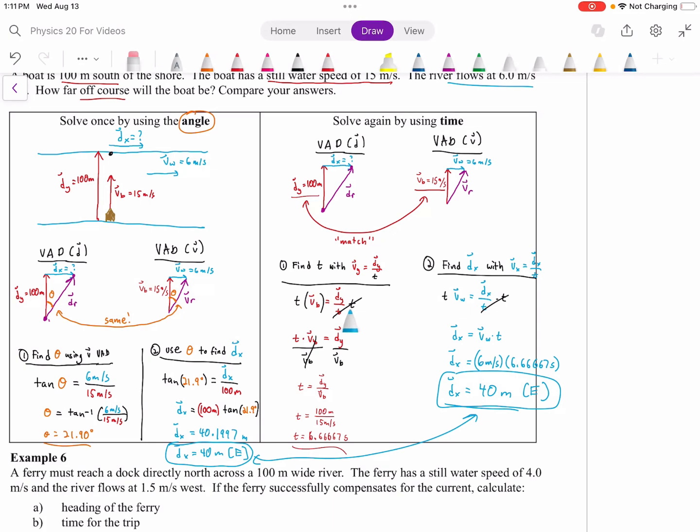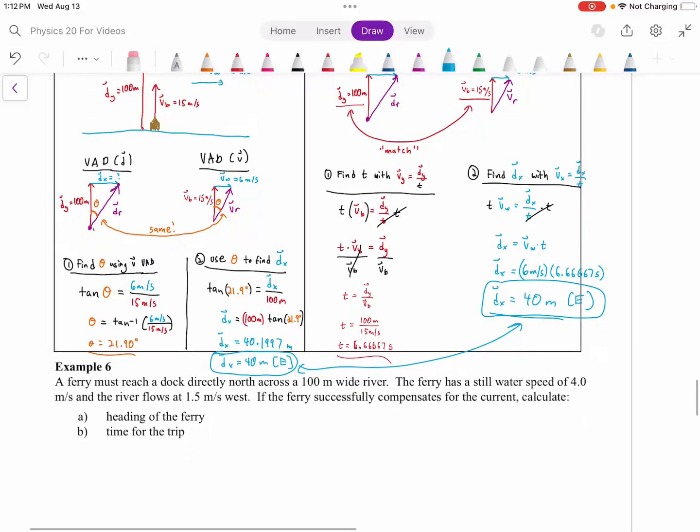That's the number one student mistake that comes with this: mixing up a y with something at an angle, or an x with a y, or an x with something that's at an angle. You have to be sure that you're using matching sides of the triangle, right? A vertical displacement can be used with a vertical velocity, but a vertical displacement can't be used with a horizontal velocity.